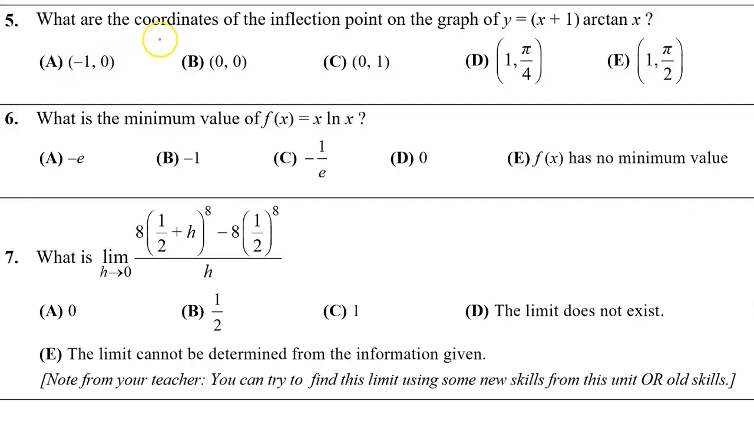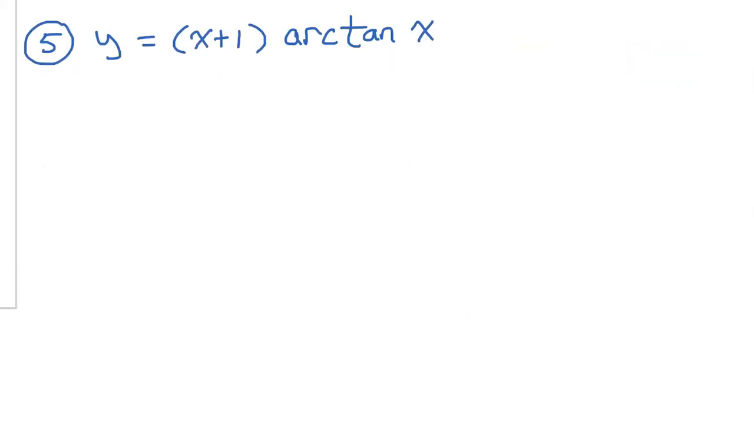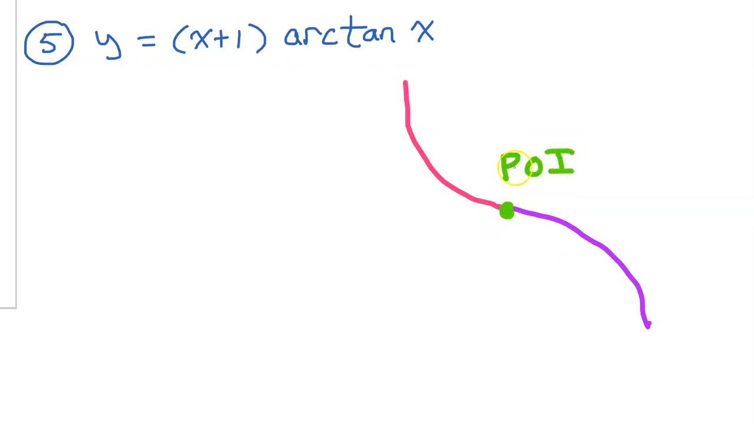Number 5. What are the coordinates of the inflection point on the graph of y equals the quantity x plus 1 times arctangent x? An inflection point is where the graph changes concavity. For example, if the graph changed from concave up to concave down, that would occur at a point of inflection.